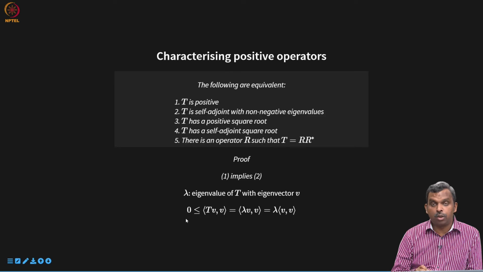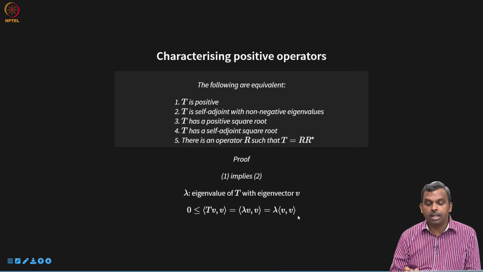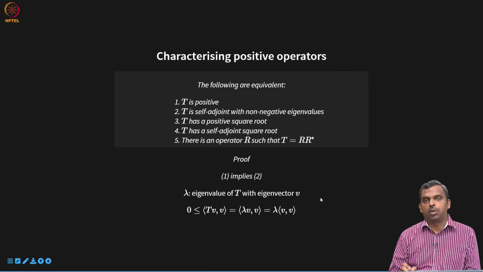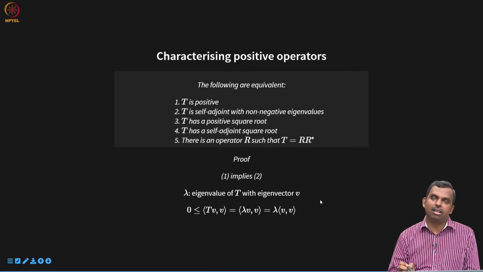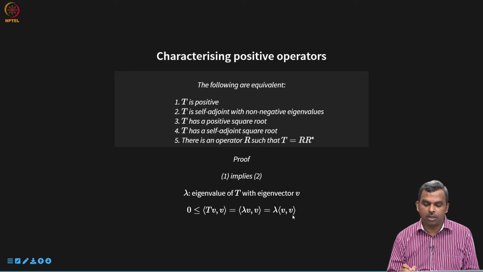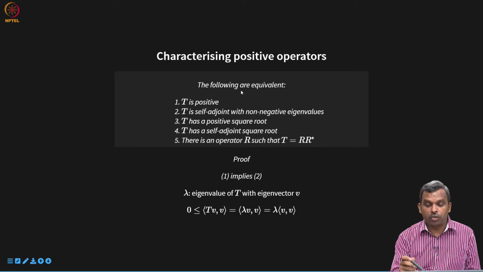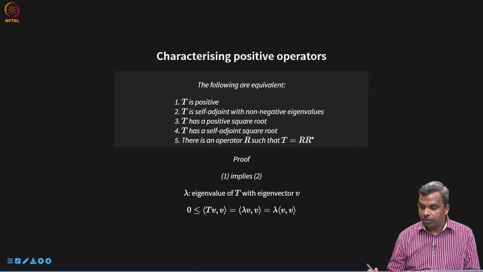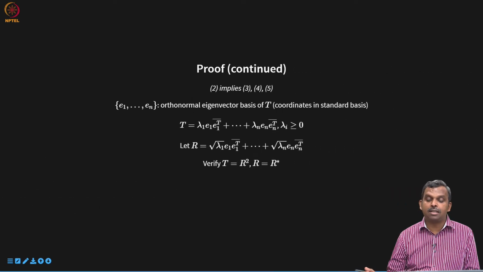This quadratic form in an inner product, we know that this is greater than or equal to 0. But now what is Tv? Tv is lambda v, and lambda will come out. So you get this nice result that lambda times v comma v equals something that is non-negative. So lambda itself has to be non-negative. It's a very simple argument to show that an eigenvalue of a positive operator cannot be negative. Well, greater than or equal to 0, but that's what it is, non-negative. So we've shown 1 implies 2, and we'll also show 2 implies 3, 4, 5.